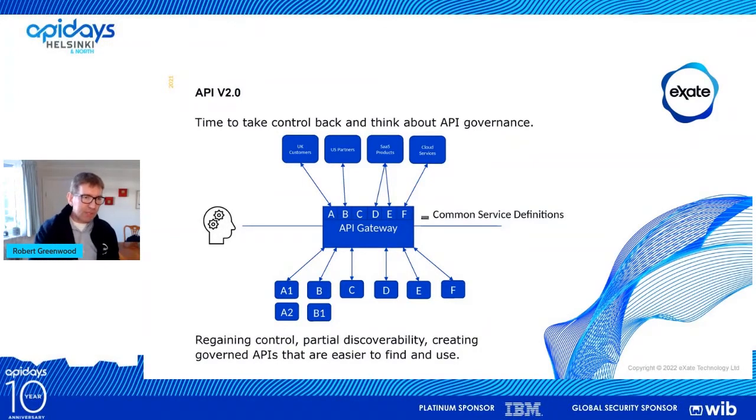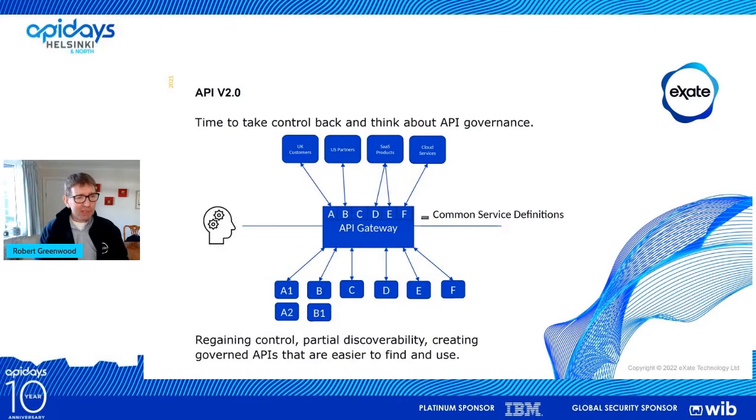Same with US partners, they will want certain information, so let's say transaction lists, anything like that. They want a representation of transactions, SaaS products, and so on across the estate here. Our common service definitions are hiding the complexity behind our gateway, and we're regaining control. We've brought partial discovery back in. We haven't put full discovery here, but we can find things now. We can find what a customer looks like.